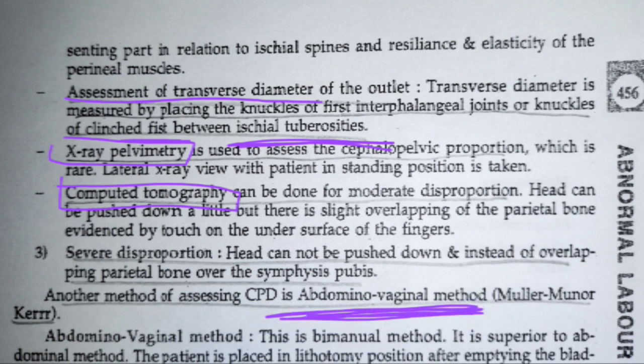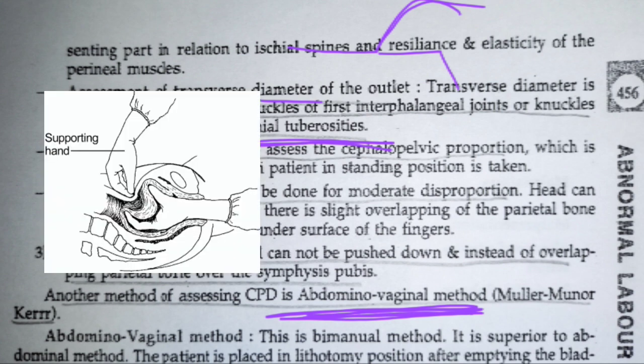If you see, the woman will be placed in the lithotomy position. Lithotomy position is like this, spreading her legs, the delivery position. In this lithotomy position, when the woman is made to lie down, the person performing will insert their right hand inside the vagina, and the other hand will be above the ischial spine. Now the person placing the upper hand will try to push downwards in the direction of the pelvis. If the person is able to push, then there is no disproportion. If he is not able to push, then there is moderate to severe disproportion.